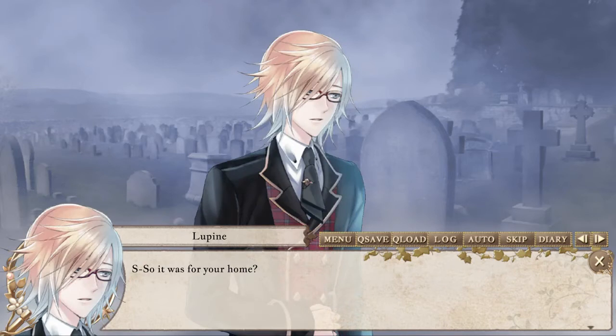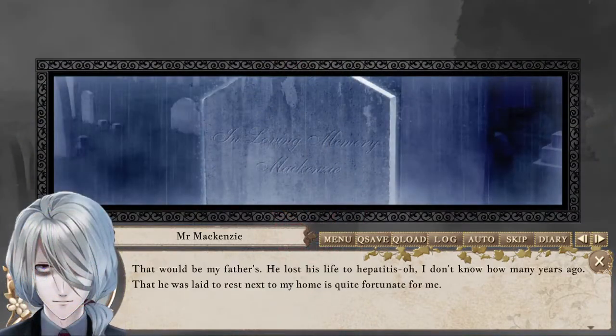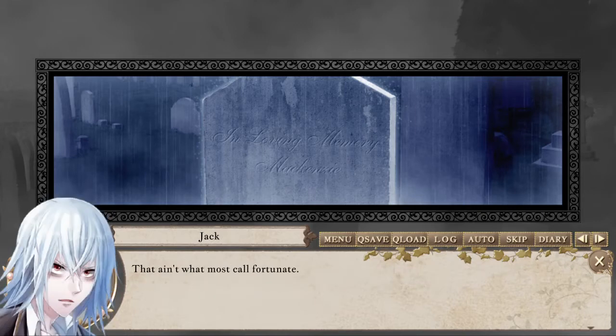So it was for your home? Then whose gravestone is that? That would be my father's. He lost his life to hepatitis, I don't know how many years ago. That he was laid to rest next to my home is quite fortunate for me. That ain't what most call fortunate.